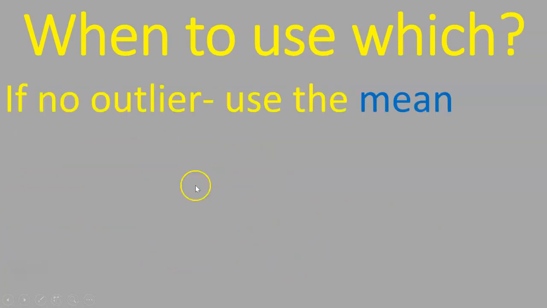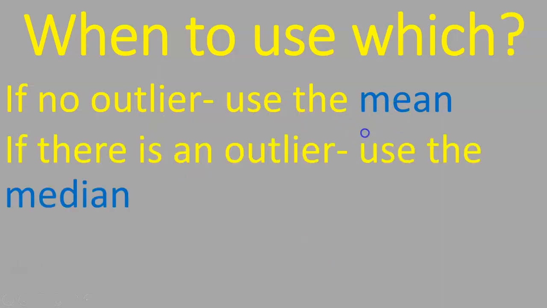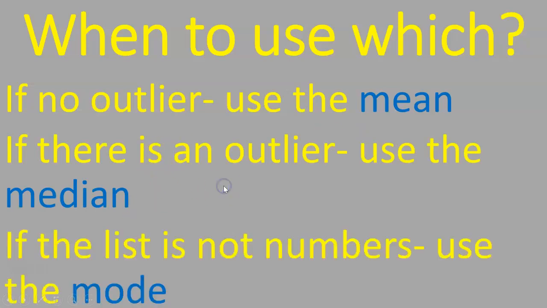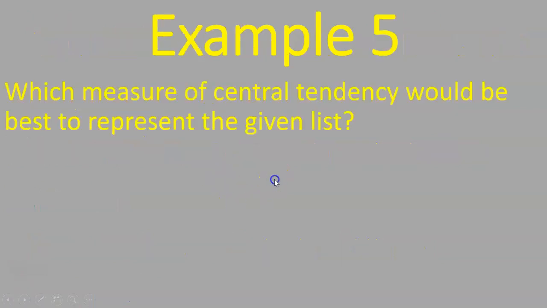When to use which? If there's no outlier, use the mean. Okay, so the mean is the best representative if there's no outlier. If there is an outlier, or maybe a couple outliers, use the median. And if the list is not numbers, like they're asking favorite color or something like that, you would use the mode. Okay, so example 5, which measure of central tendency would be the best to represent the given list?